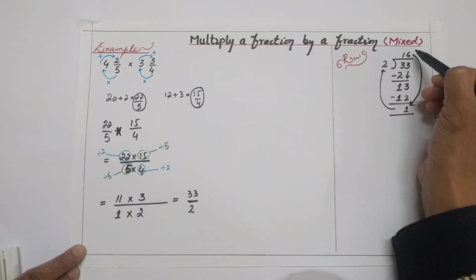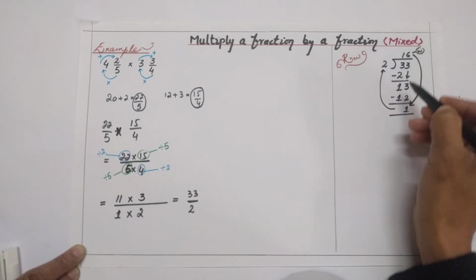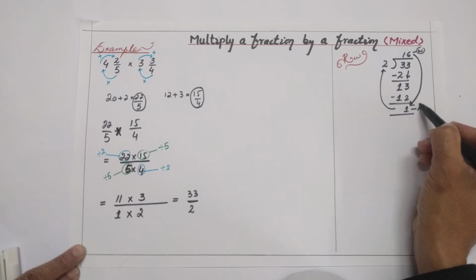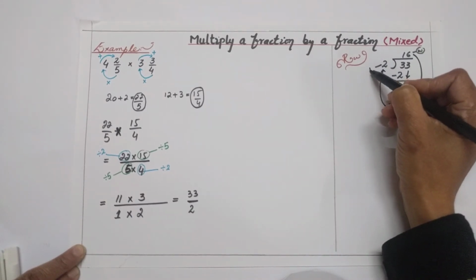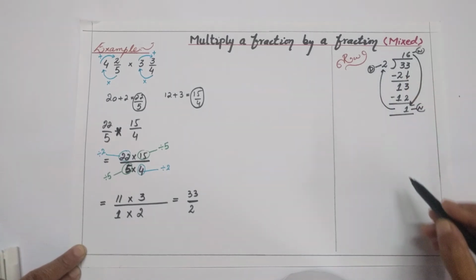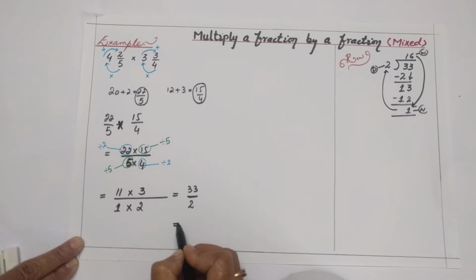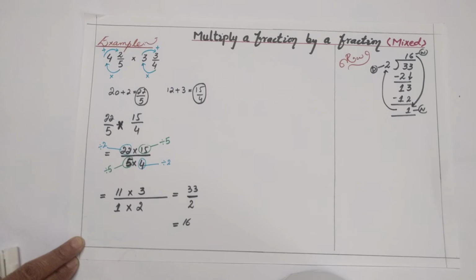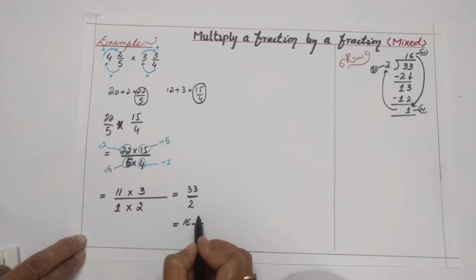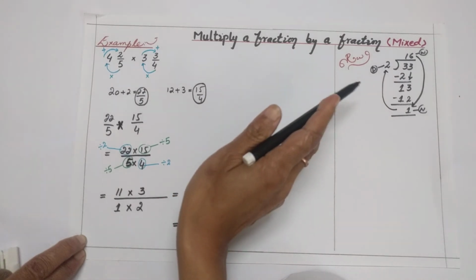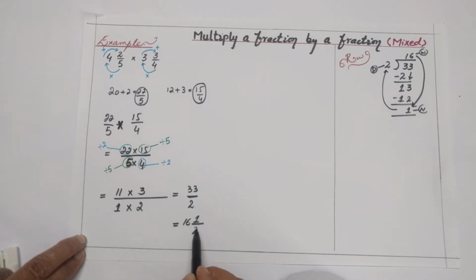This quotient will be your whole number. This remainder will be the numerator and this divisor will be the denominator. So what's our answer? To write the mixed fraction, firstly we have to write the whole number. What's the whole number? The whole number is 16. What is the numerator? 1. And what is the denominator? 2. So 16 1 by 2 is our required answer.